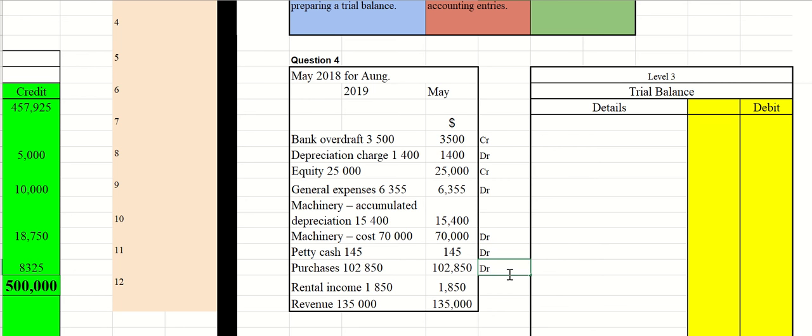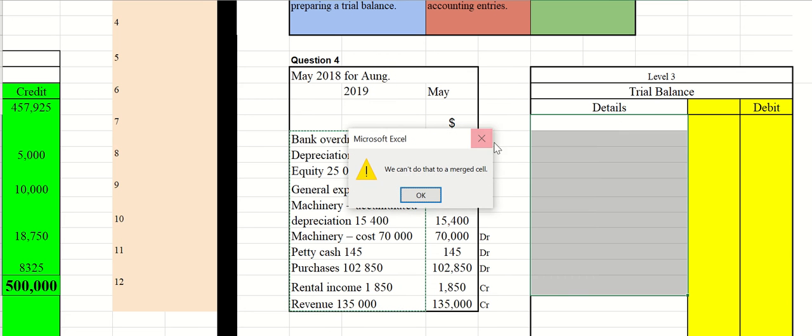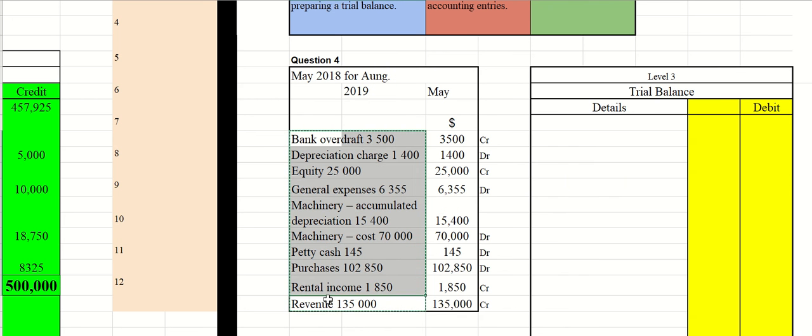Purchases have a debit balance. Rent income is an income, credit balance. Revenue is an income, therefore credit balance. Now, we need to post all this information to our trial balance. So let's post the information.